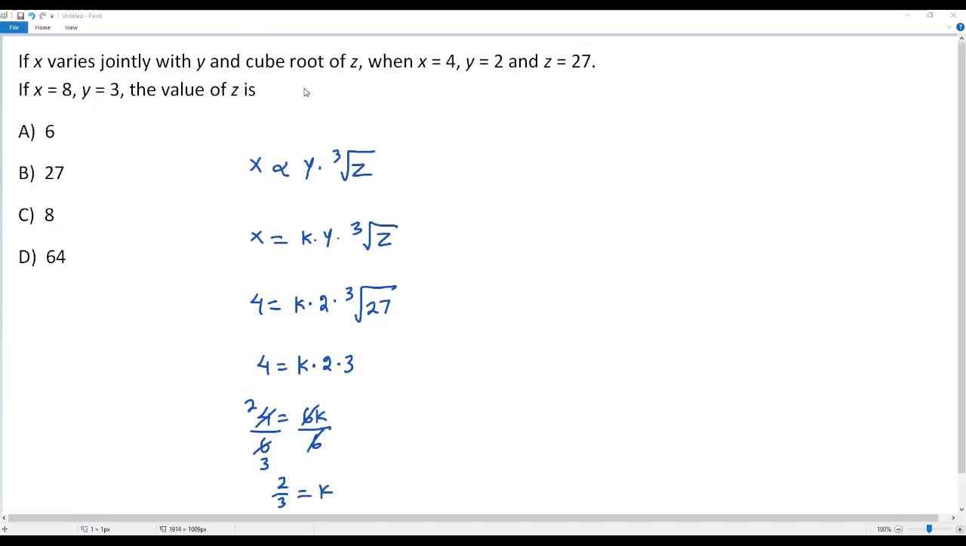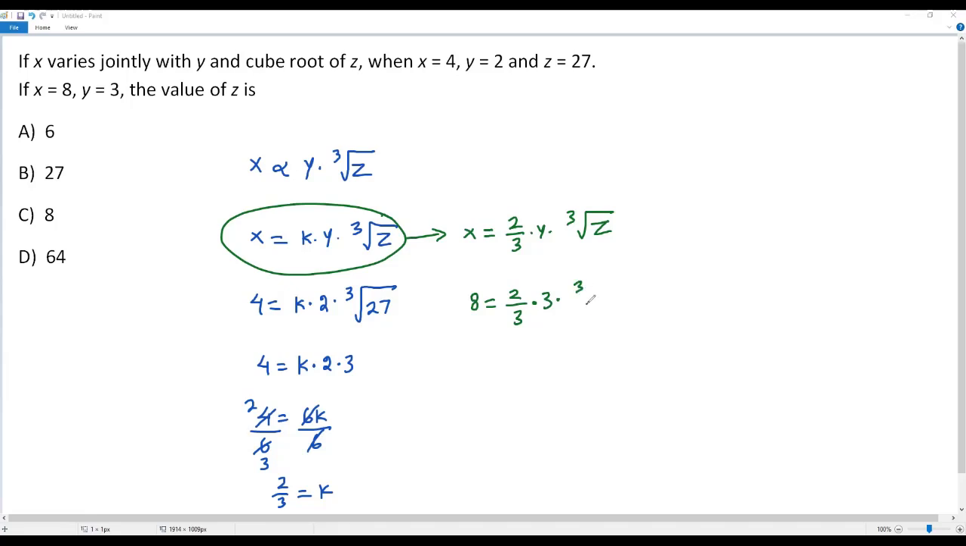Now let me plug in this 2 over 3 for k into the equation so that the equation will be complete. Then we get x equals 2 over 3 times y times cube root of z. Now the equation is complete because we got the value of the constant k. Now we can plug in x equals 8 and y equals 3 into this equation and get the value of z. Let me plug in 8 for x, and for y we plug in 3, times cube root of z. Here this 3 will cancel out. I am getting 8 equals 2 times cube root of z.